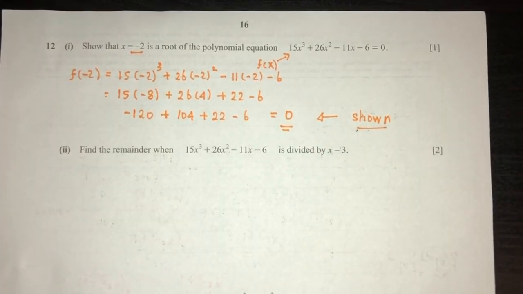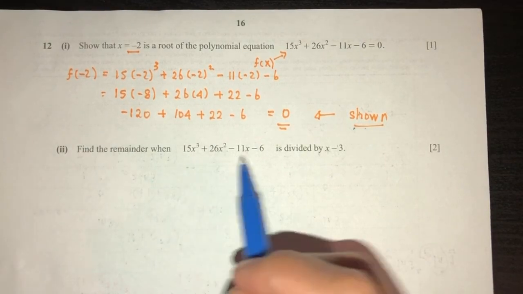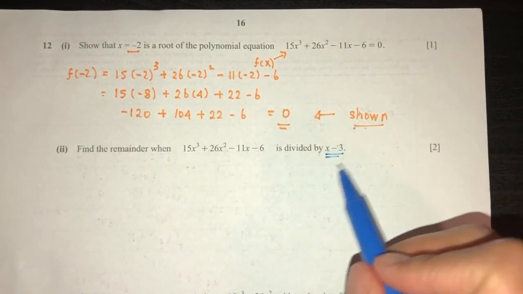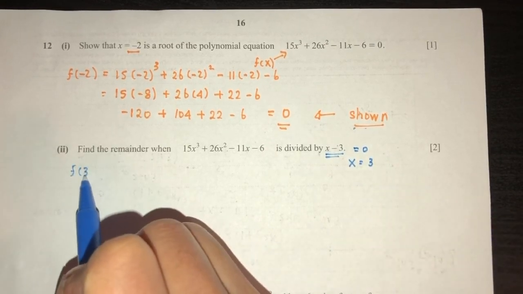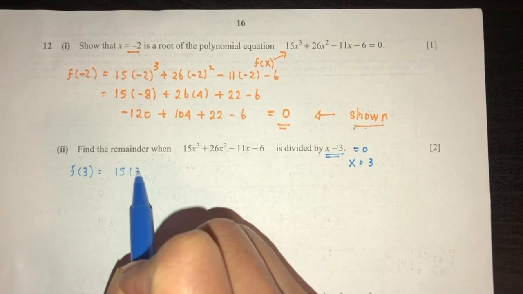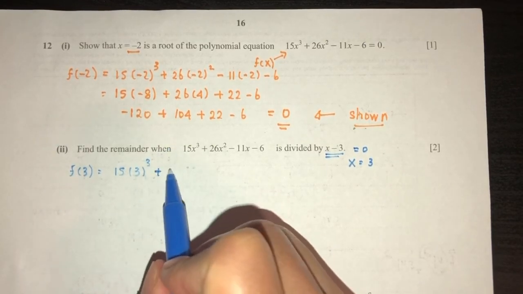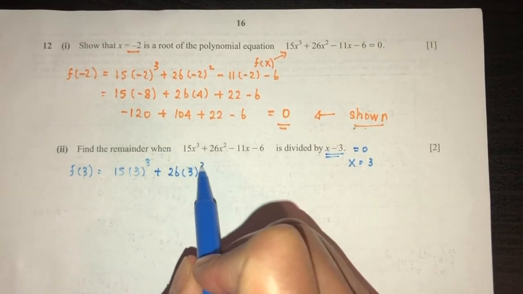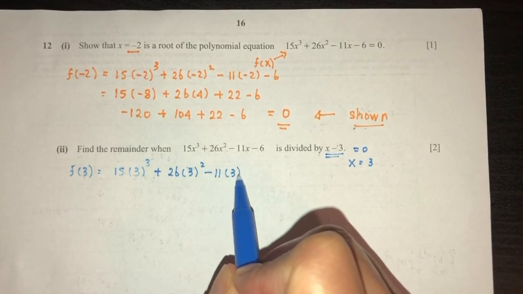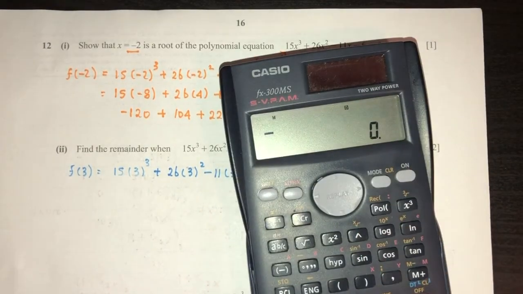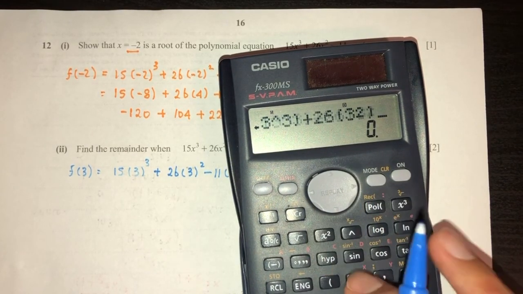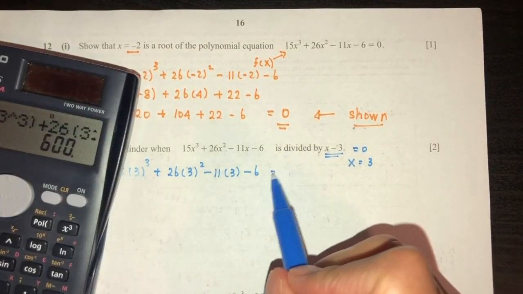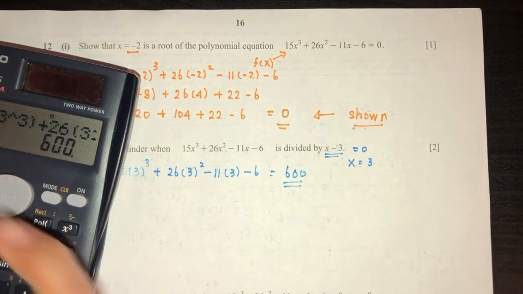Now for part 2, find the remainder when this is divided by this. So pretty easy. Equate that to 0, x will be the value of 3. So f of 3 will be what? 15 times 3 cubed plus 26 times 3 squared minus 11 times 3 and then minus 6. That will be 600 for the remainder.